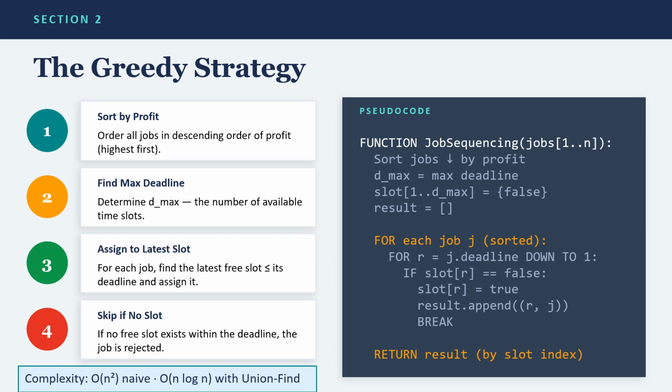The outer loop iterates over jobs in profit order. The inner loop scans slots downward from the job's deadline. The moment it finds a free slot, it assigns the job and breaks. This downward scan is critical. It preserves earlier slots for future jobs with tighter deadlines. In terms of complexity, the naive implementation is O(n squared). With a union-find data structure, we can reduce slot lookup to near O(n log n).